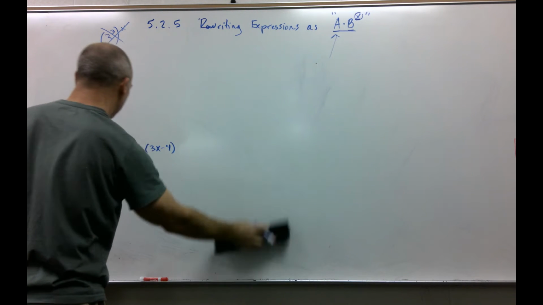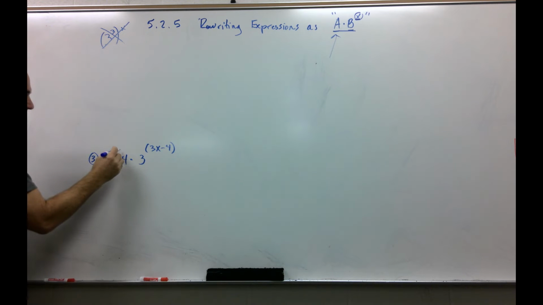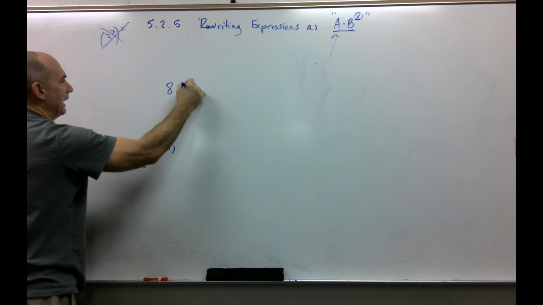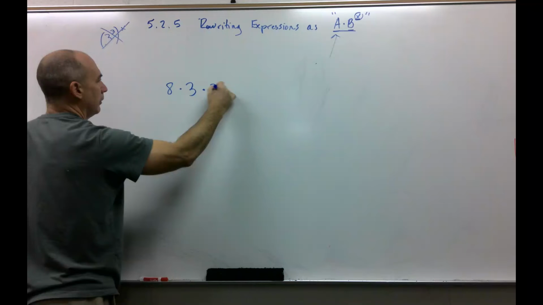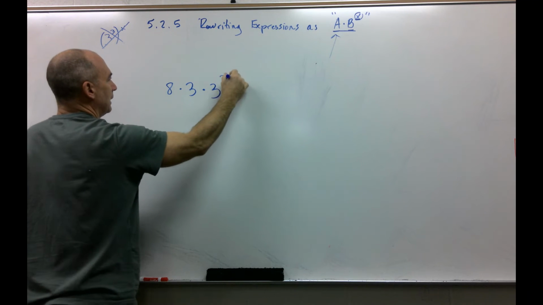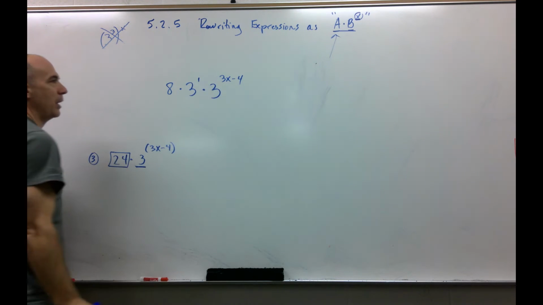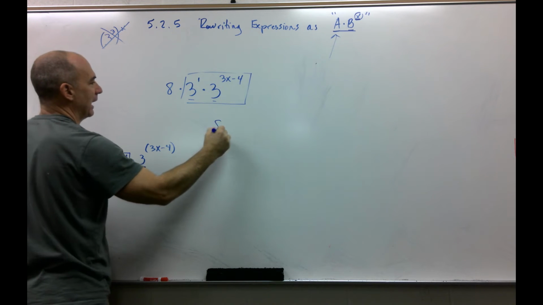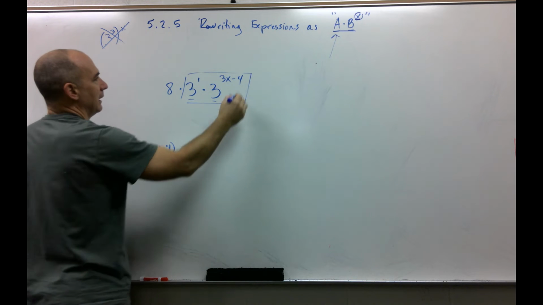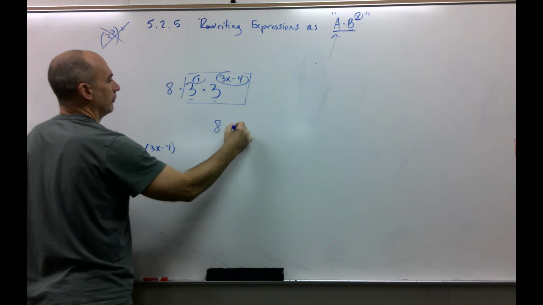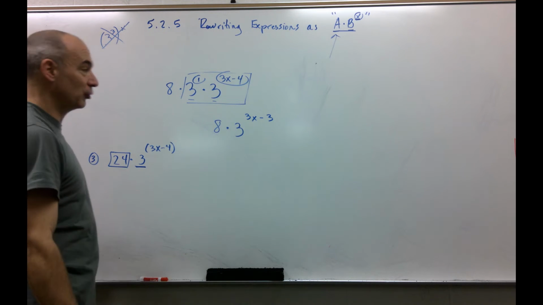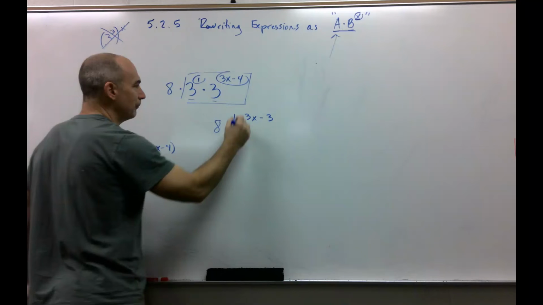All right, so I hope you can see that, get into the habit of thinking, okay, 24, somehow I've got to pull a 3 out of there, and that's pretty easy. 8 times 3 times 3 to the 3x minus 4. Now there's an invisible 1 there. I'm going to concentrate here first, because I see I've got common bases, so I've got 8 times, and I'm going to add these exponents here, 3 to the 3x minus 3. Here comes a twist. I'm going to keep concentrating on this.